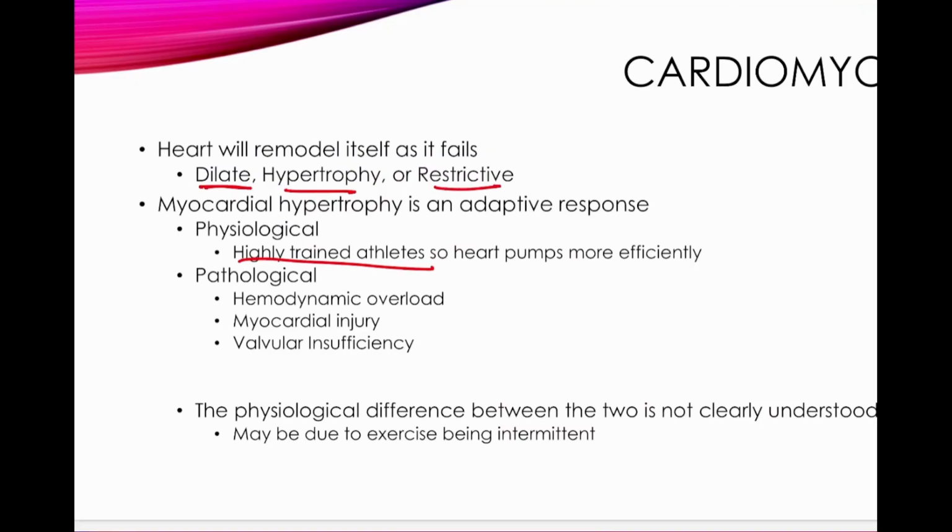Having the heart rate low, remember cardiac output still needs to be 5 liters per minute, whether you're an athlete or not. 5 liters per minute is what we all need. So in athletes, if their resting heart rate is 40, then you know their stroke volume is going to be higher. So they're more efficient. Pathologic causes of cardiomyopathies. Hemodynamic overload, that's your long-standing high blood pressure.